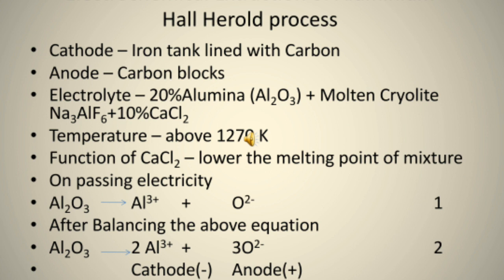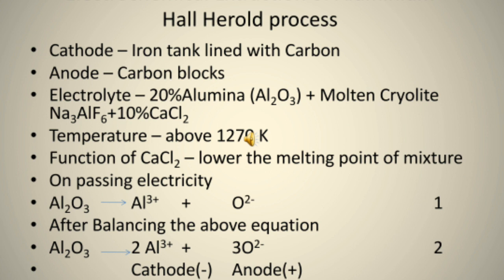Our next process is the electrochemical extraction of aluminum. The process name is the Hall-Héroult process. In this process, we take an iron tank lined with carbon, which acts as the cathode, and we hang some carbon blocks, which act as the anode. Now we need an electrolyte. The electrolyte means the liquid part between the cathode and anode.